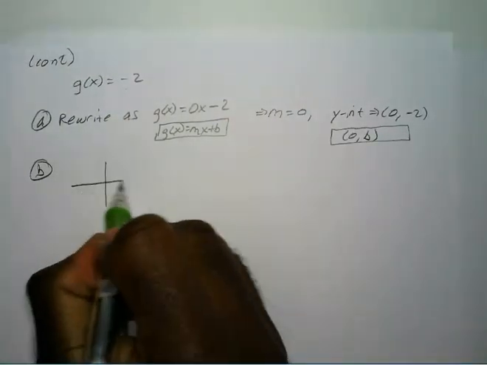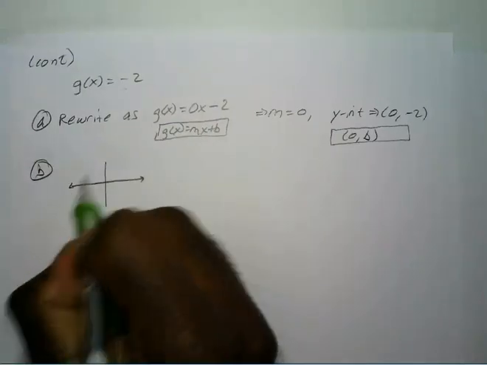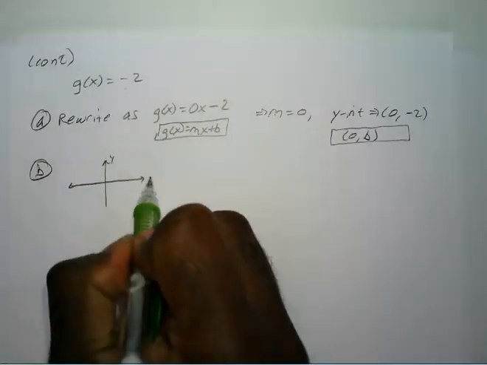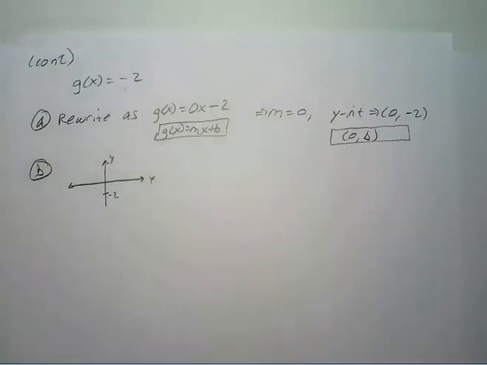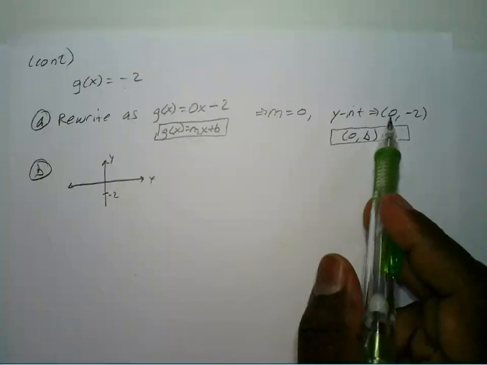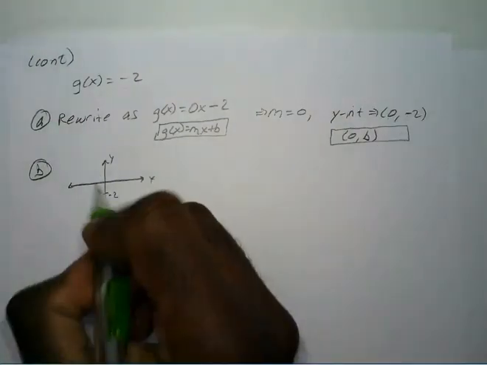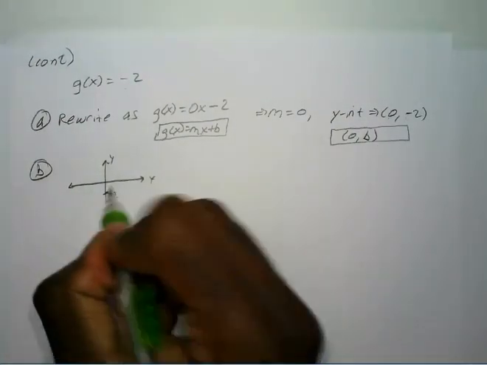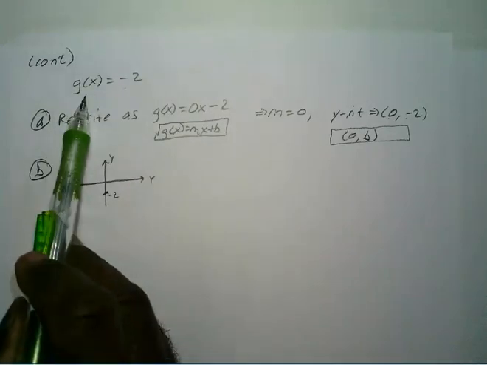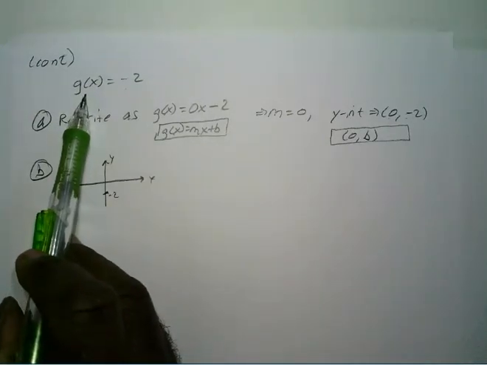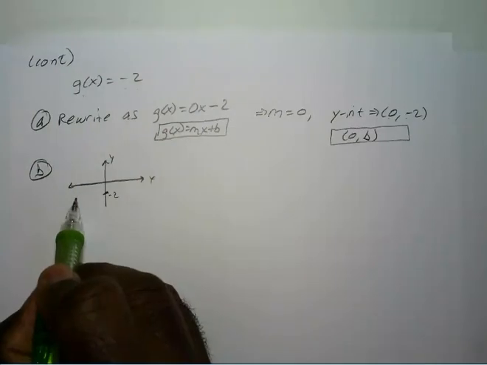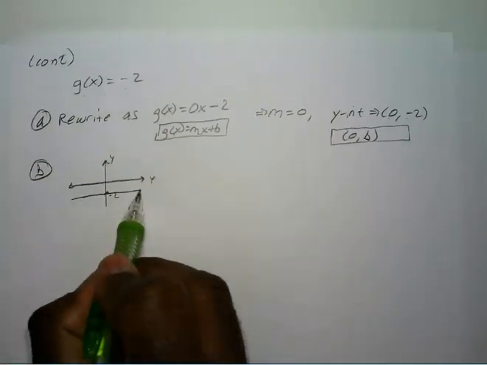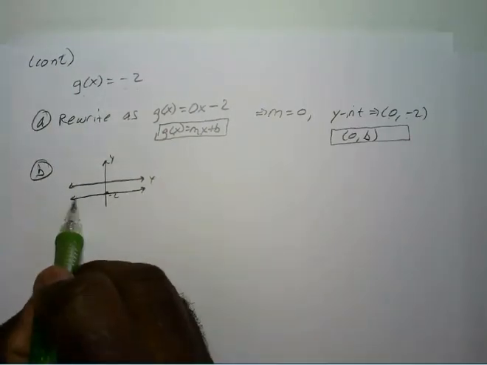Okay, so if we, let's say you have your y, you have your x. Let's say this is our -2. Okay, so if we go to the point 0, -2, which is right here, whenever your slope is 0 and your g of x is just a constant, it's a horizontal line through that constant.